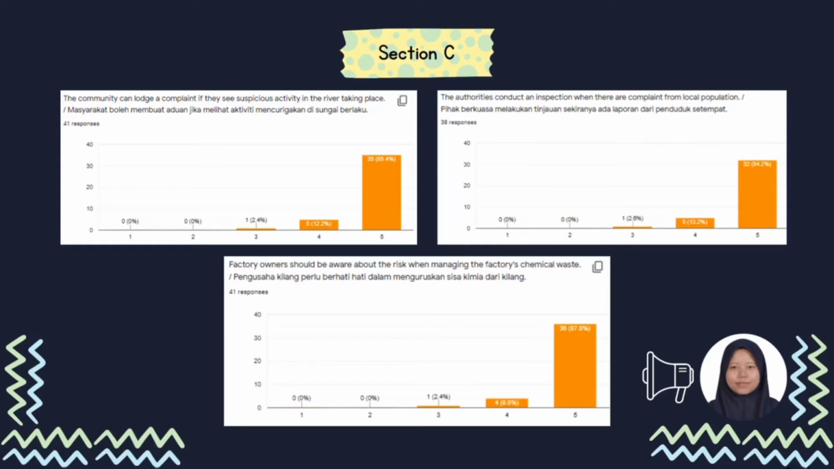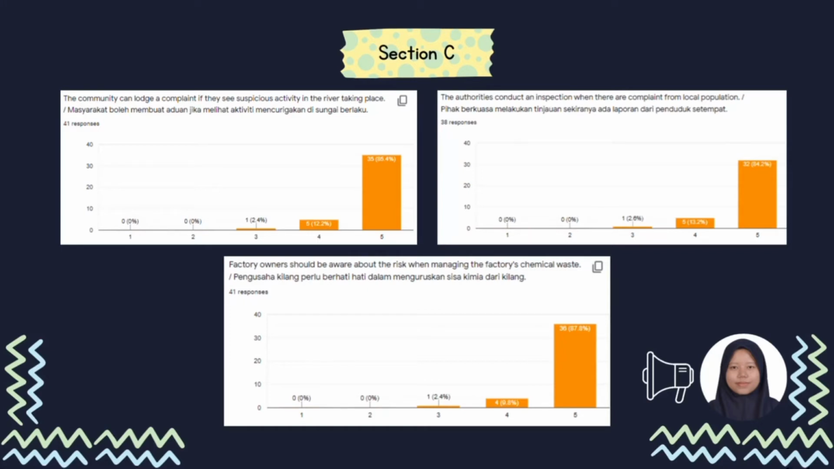Statement 2, the authorities conduct an inspection when there are complaints from local population. Based on the graph, majority of respondents pick scale 5 or highly agree, which are 32 respondents, while another 5 respondents pick scale 4 means agree. 1 respondent pick scale 3, which means not sure, and the last 3 respondents did not answer this question.